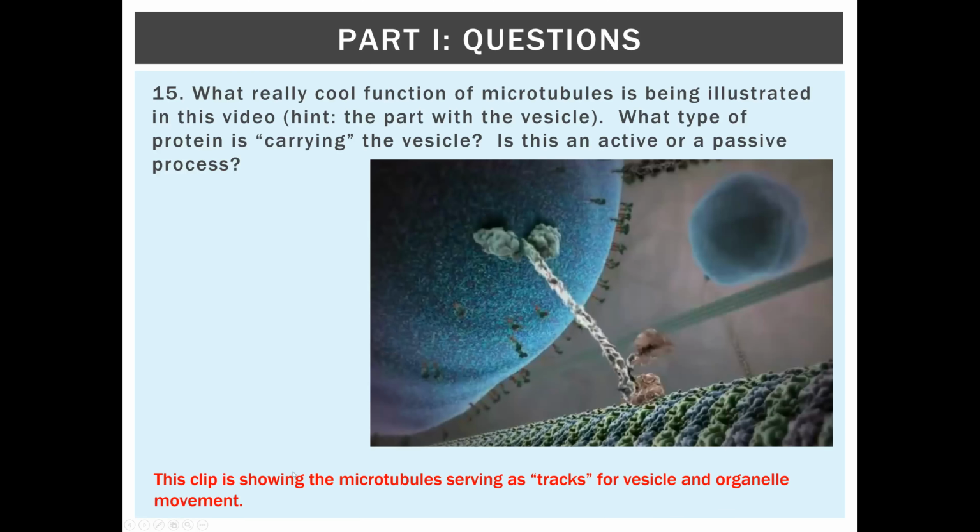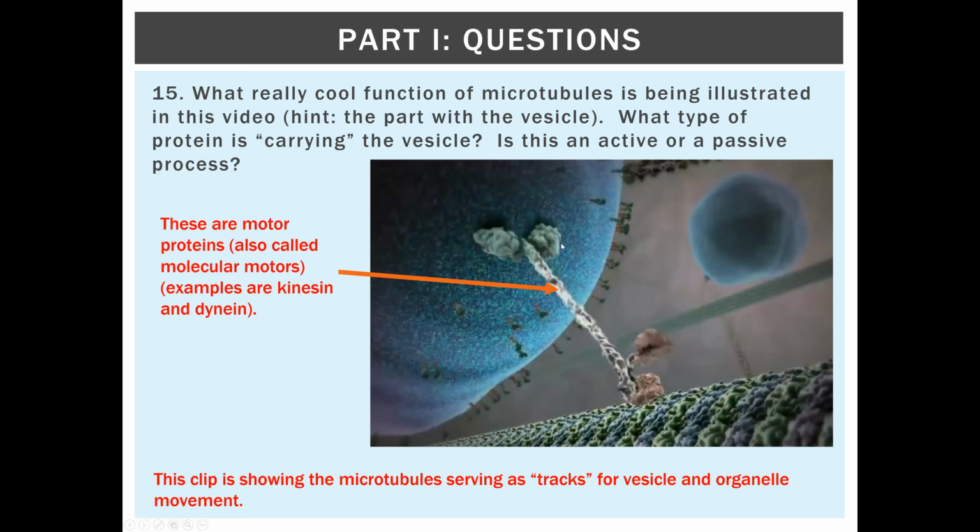So this clip is actually showing the microtubules. If you remember when we went over the functions of microtubules, one of their functions was to serve as tracks for vesicle and organelle movement, and that is what is happening here. So this is like a track, think of it like a train track. And then this little guy is the motor protein. These are also called molecular motors, and two examples are kinesin and dynein. And they actually grab a hold of the vesicles or an organelle, and they move them along these tracks.